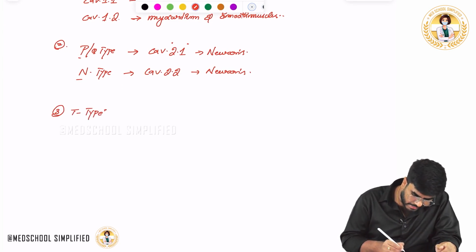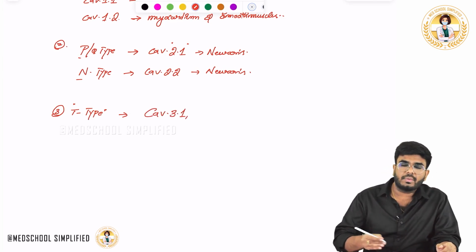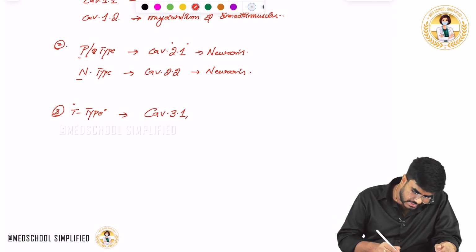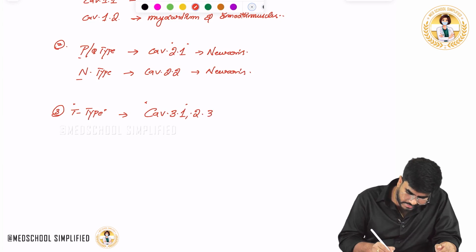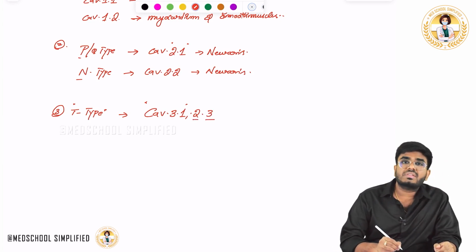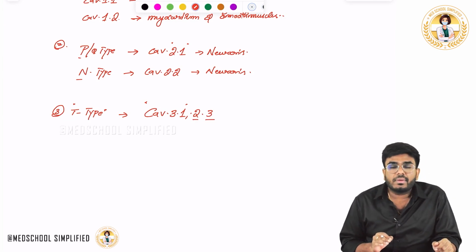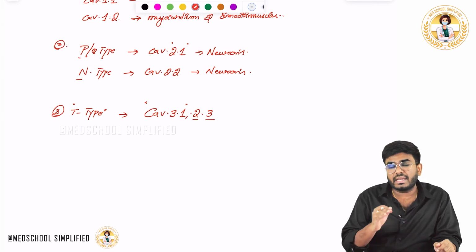So these are the T-type transient calcium channels: CAV 3.1, 3.2, 3.3. Where exactly are they present? We have discussed this even in cardiovascular physiology on the pacemaker cells. There are T-type calcium channels and L-type calcium channels, and there also we have discussed them.